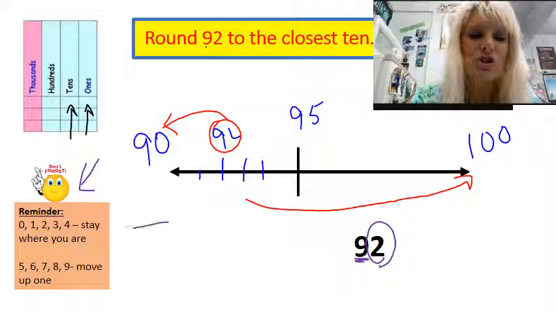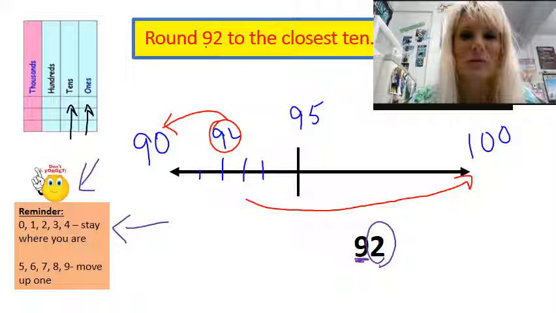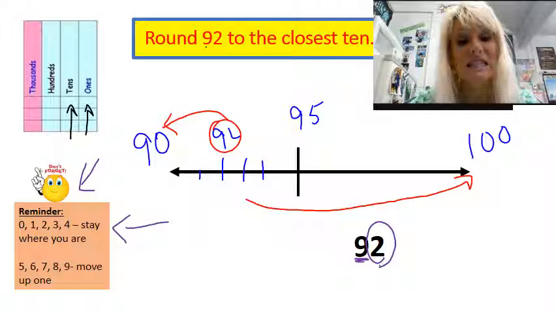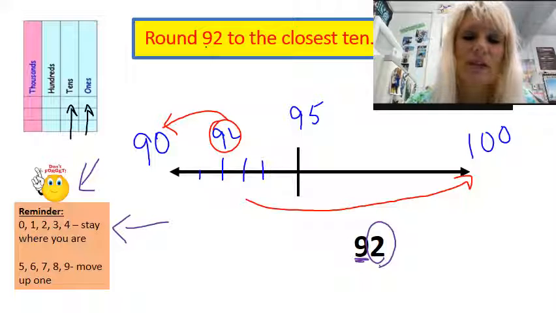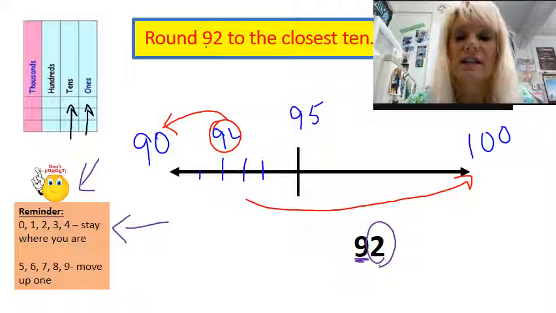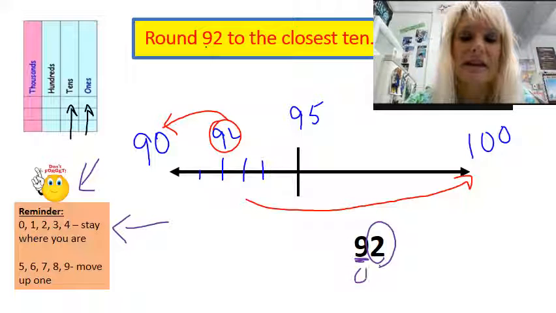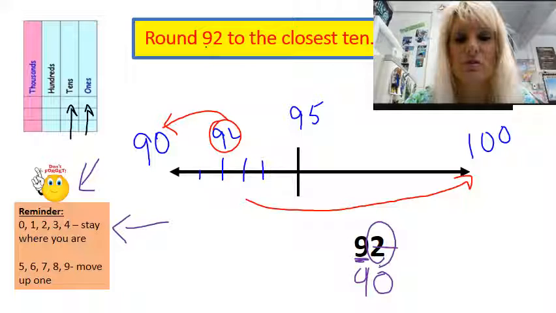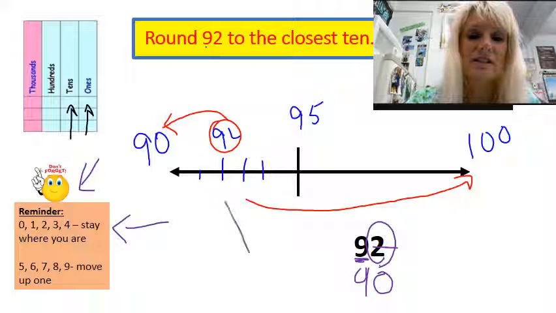Next, I'm going to do this little saying right over here. I usually pat my leg, but I say 0, 1, 2. When I get to the 2, I realize that that's giving direction to my tens place. This means that my 9 needs to stay put. And then notice how this is a 0 right there. This becomes a 0 as well. So I can see that 92 rounds to 90 as the closest 10, just like we saw up here on our number line.